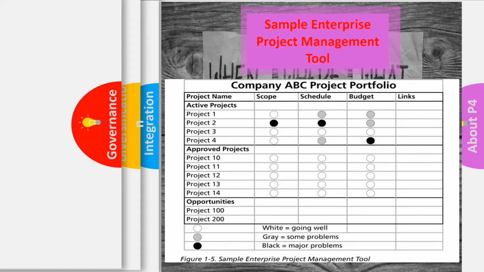And you can also have sample enterprise project management tools. Here you can have different projects going on at the same time, and then you can have the different areas that you'll be reviewing in terms of the scope, the schedule, and the budget. And within those projects, you can actually see what's going well and what's not going well, where you have major problems, where you have some problems, and what is actually going to plan. And this will then allow you to take corrective action within those projects.